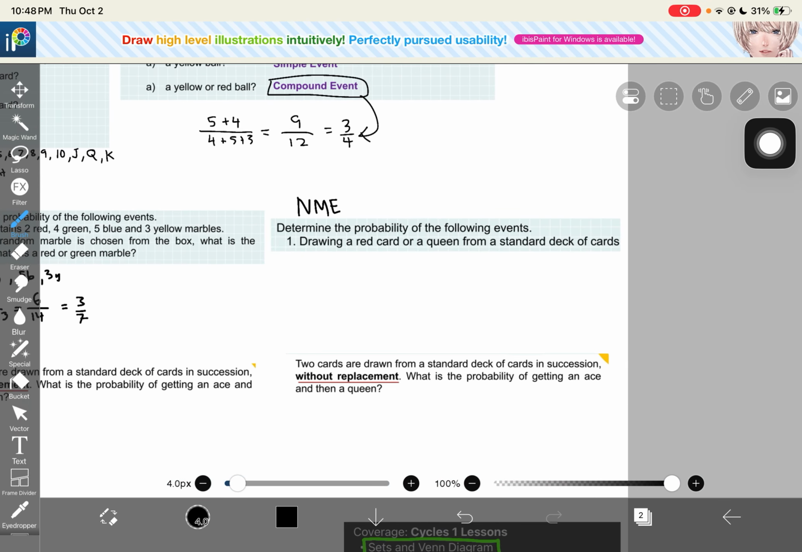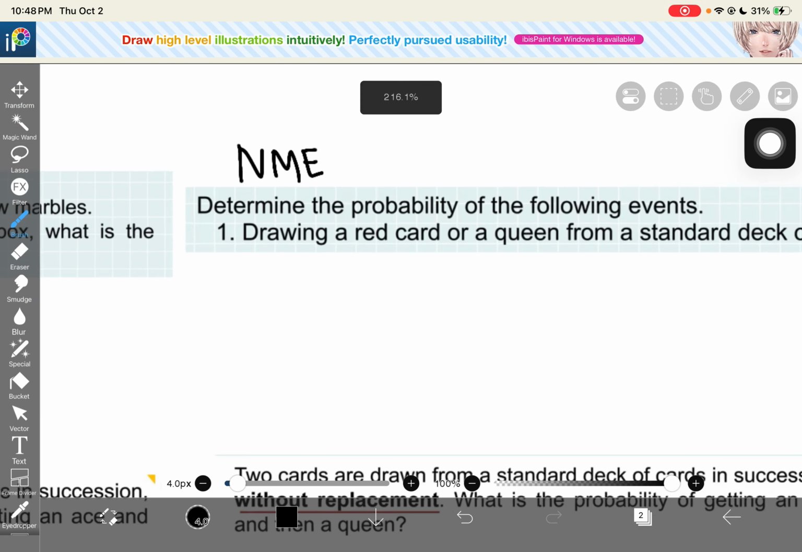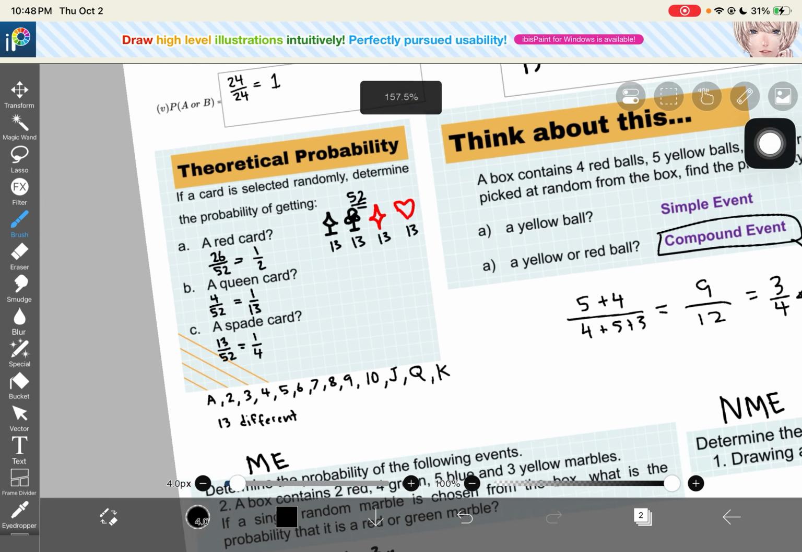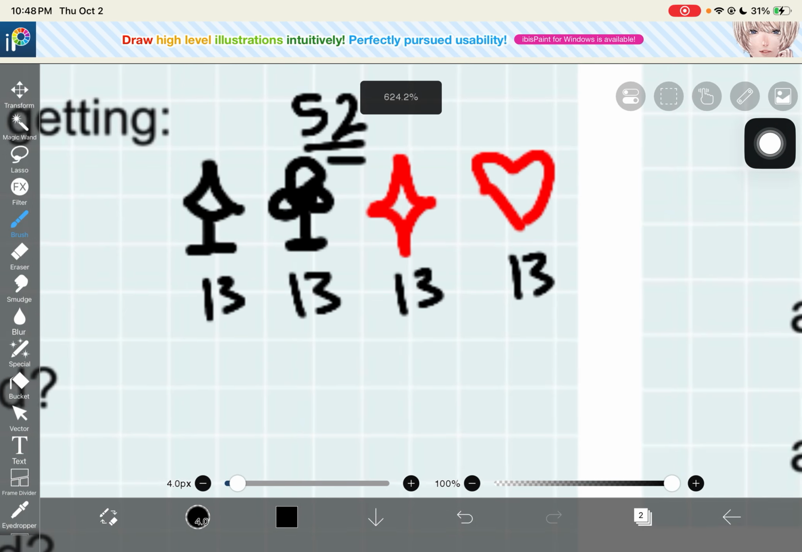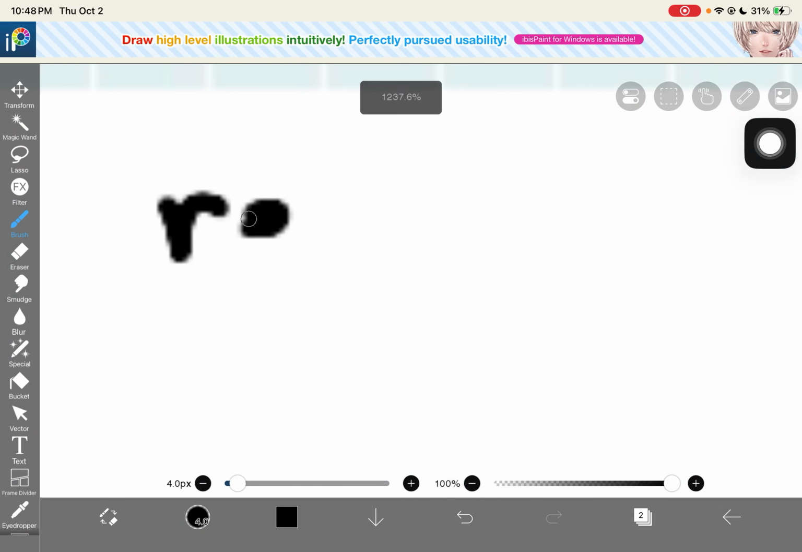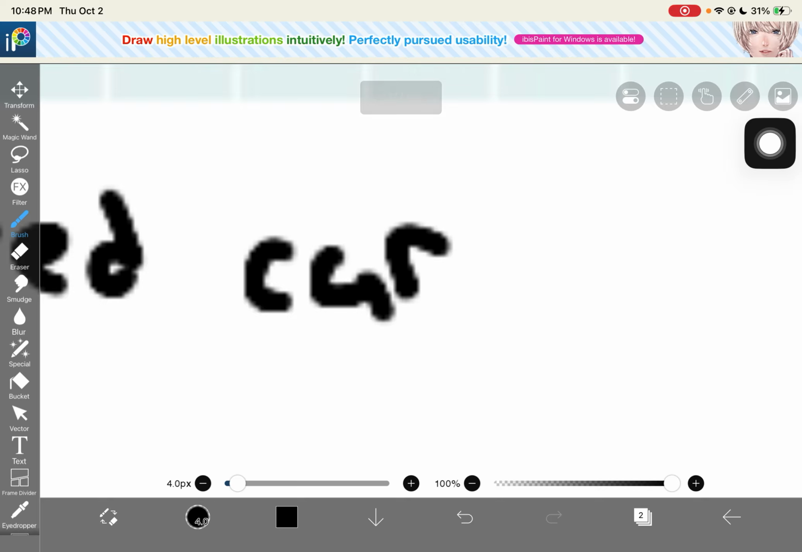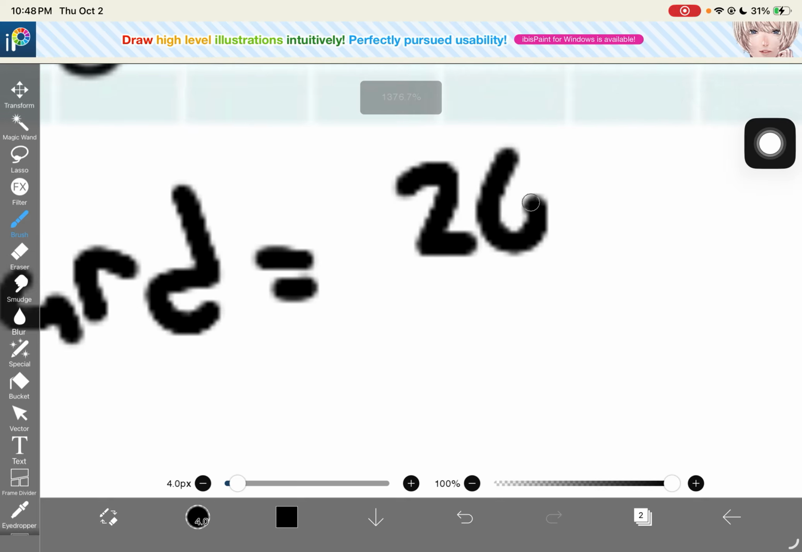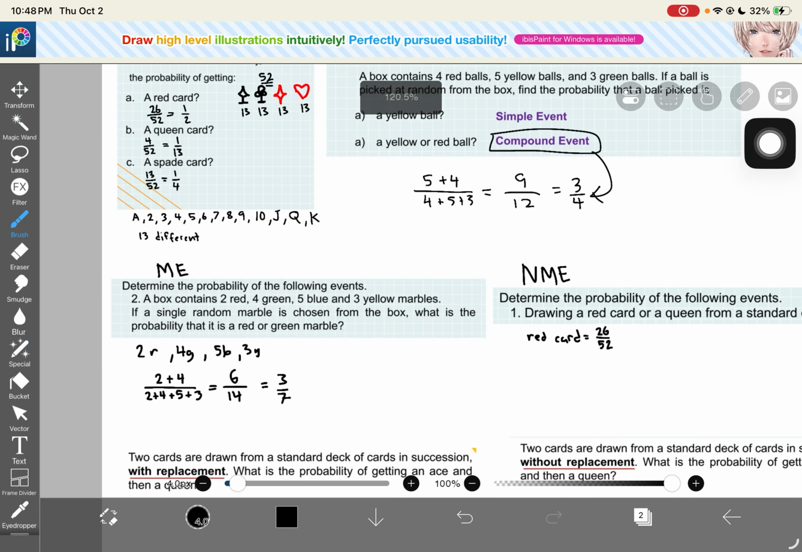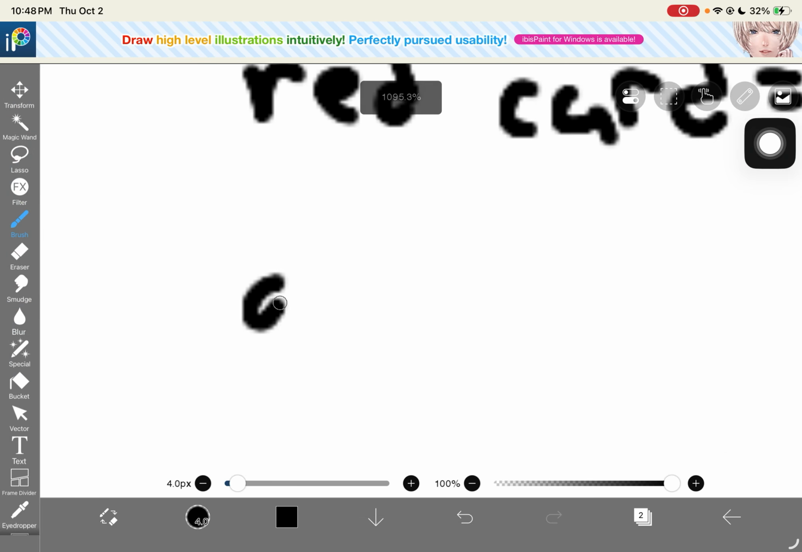Determine the probability of the following event: drawing a red card or a queen from a standard deck of cards. We have a red card over here. We answered that already, and because red makes up half the deck, we know that red card is equal to 26 over 52. However, we also want to find how many queen cards there are.